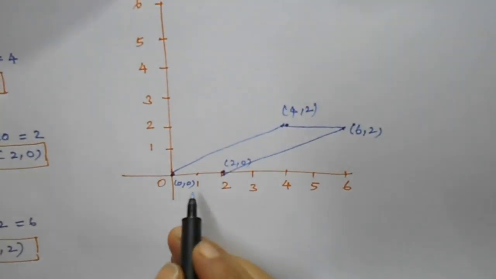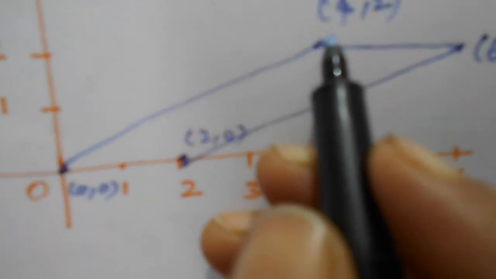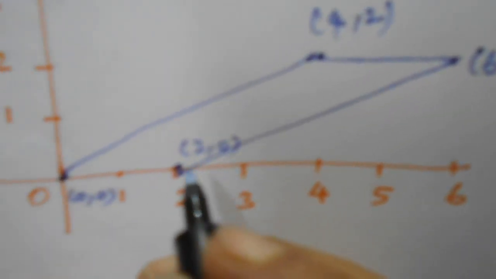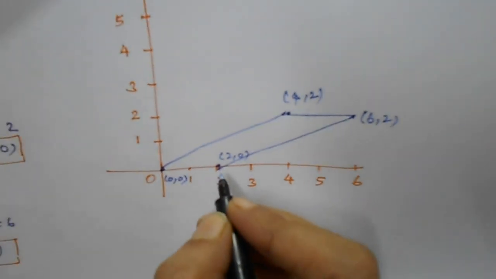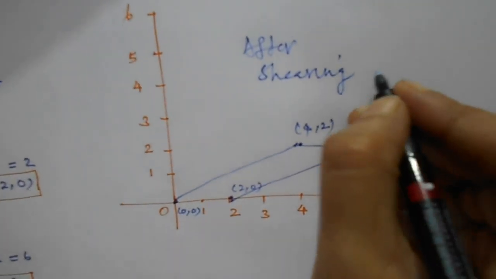See here: 0 comma 0, 2 comma 0, next 4 comma 2, next 6 comma 2. Here the square becomes the skewed image we have obtained. This is the diagram we obtained after shearing with respect to the x-axis.